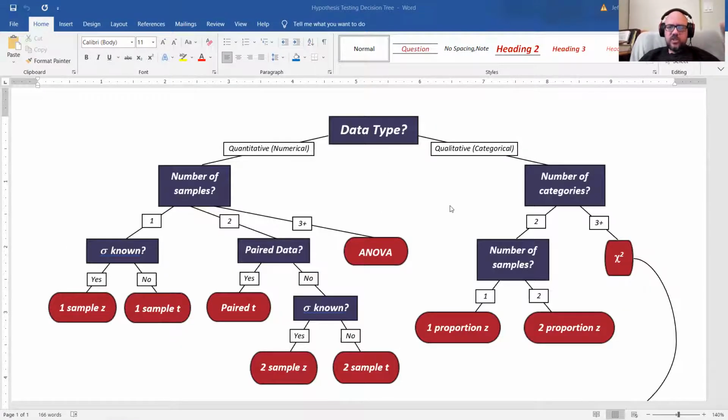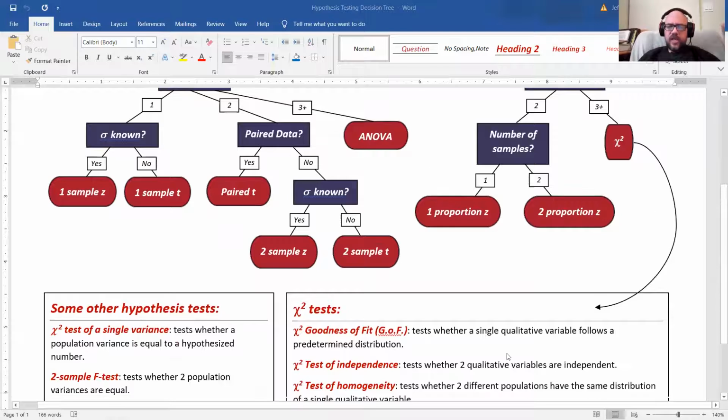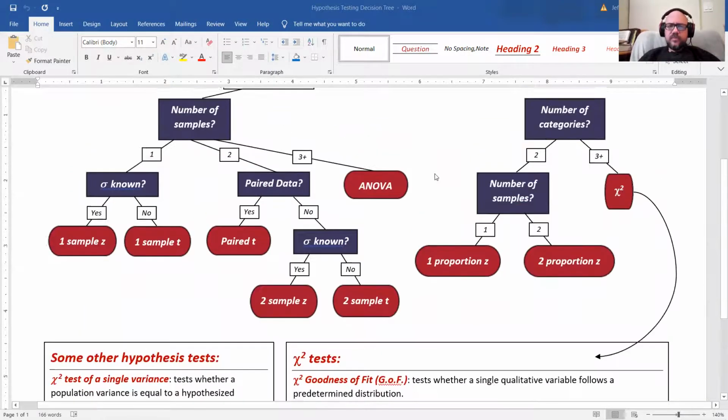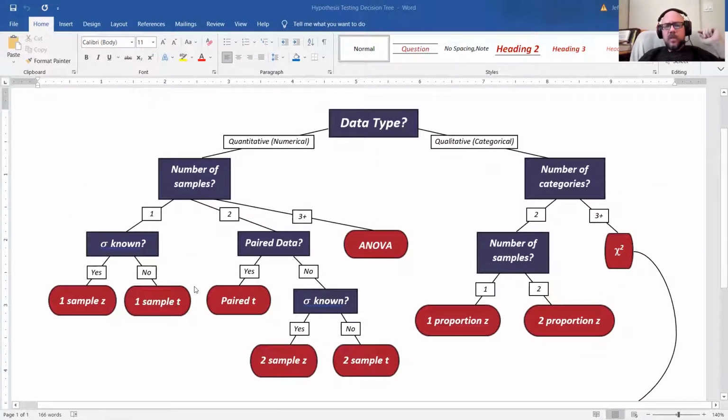Numerical is all these tests. Categorical is all these tests here. And then how many samples? If you have quantitative data, if you have numerical data, one sample gives you one sample Z or T. Two sample gives you two sample Z or T, or excuse me, two sample T. No, I said that right. Two sample Z or T, almost never Z, mostly just two sample T, or paired, right?